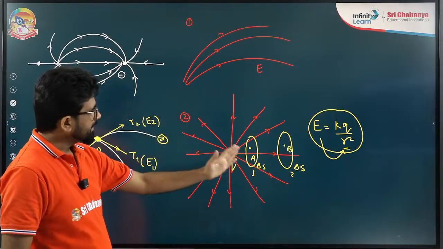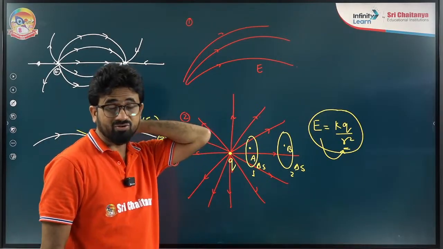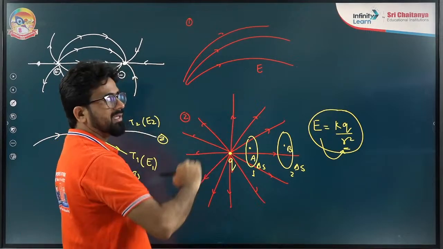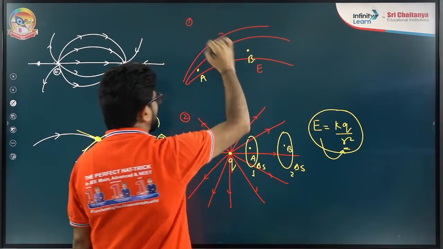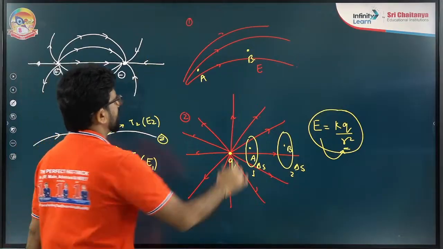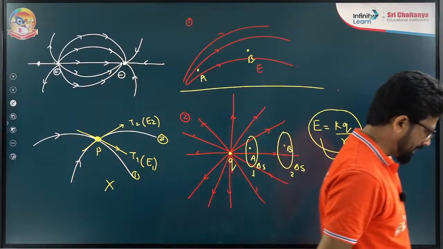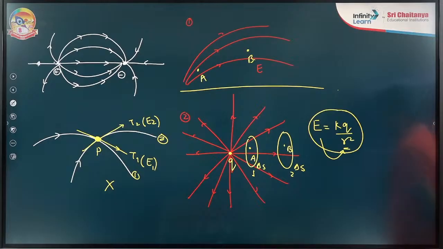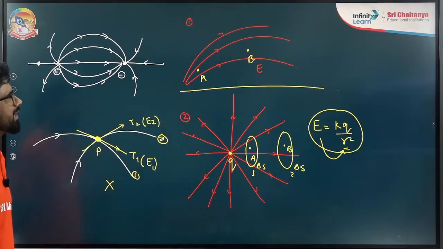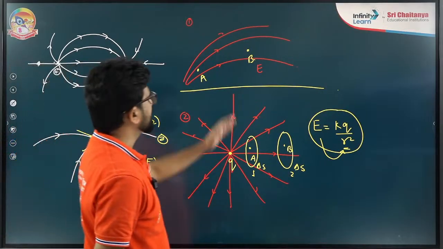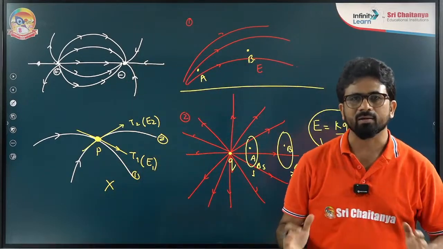Clear this concept? Where the number of field lines passing through a region is more, that means field would be more, strength would be more. Now I am asking the same question to you. Please reply. This point is A, this point is B. Question 1: at A and B, where is the strength of field more? At A or B?